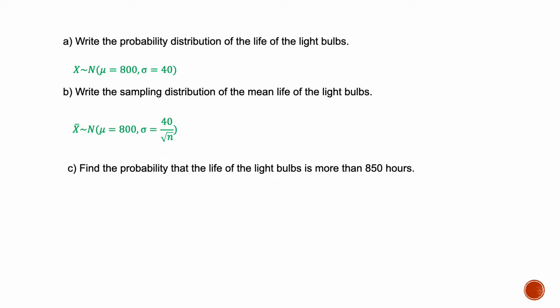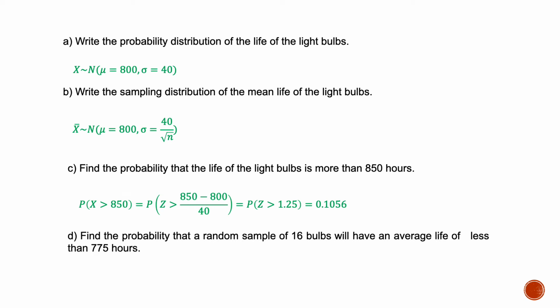Okay, for question C, find the probability that the life of the light bulbs is more than 850 hours. So we want to find the probability of P(X greater than 850). So we will use the standard normal formula z equals x minus mu over sigma. Because this question is not asking you the probability on the sample, we don't have to divide the value of sigma by the square root of n. So finally we get z greater than 1.25, and referring to the standard normal table, we will get probability equals 0.1056.